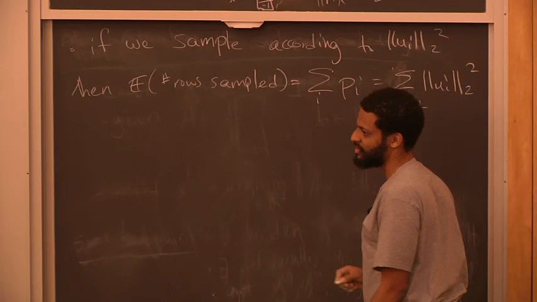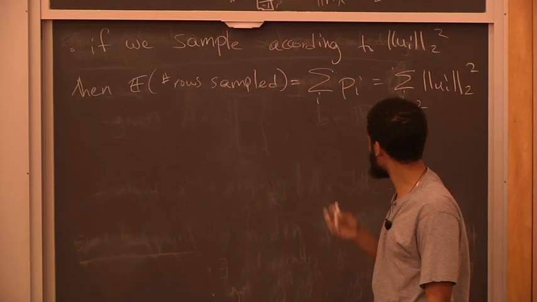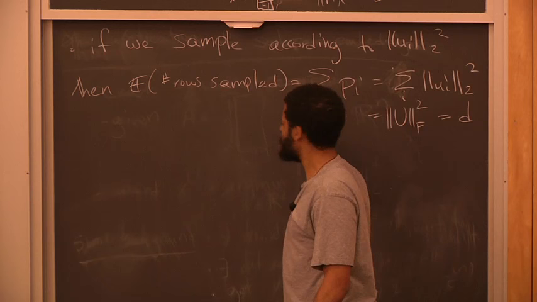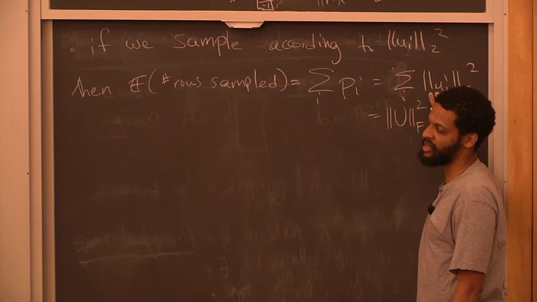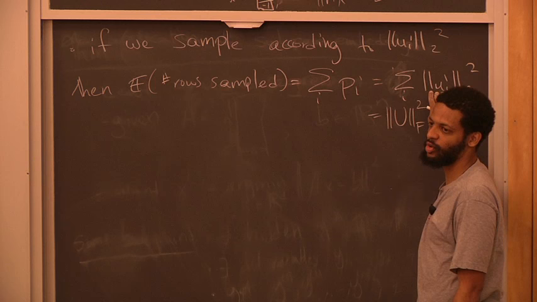Let's say A is an n by d matrix. It has rank d. So what's the Frobenius norm squared of u? It's d. Because one way to view the Frobenius norm squared is the sum of all the squared row norms. But it's also the same as the sum of all the squared column norms. And each column has norm 1, because it's an orthonormal basis. So this is d. So you expect to sample d rows.